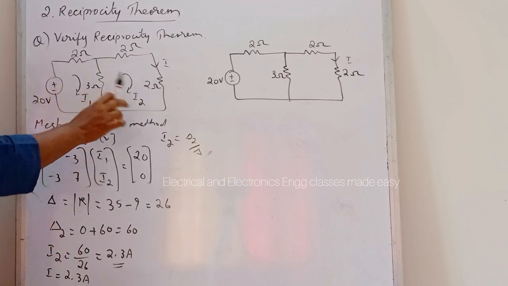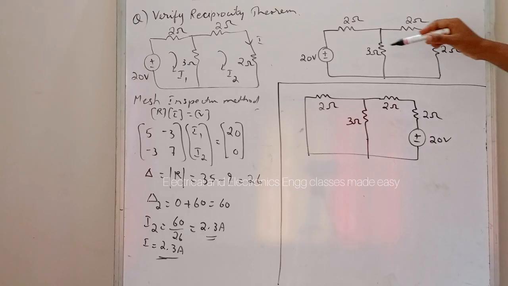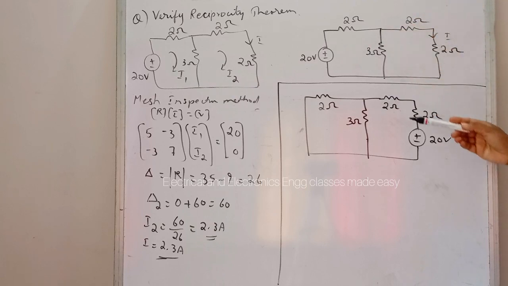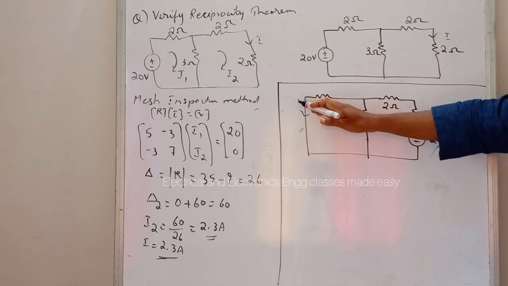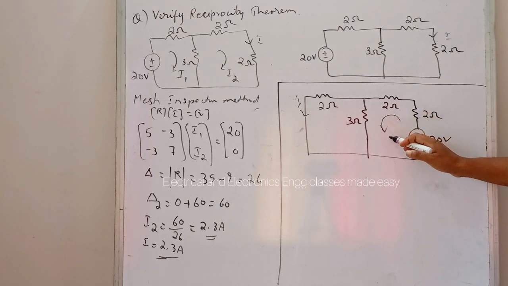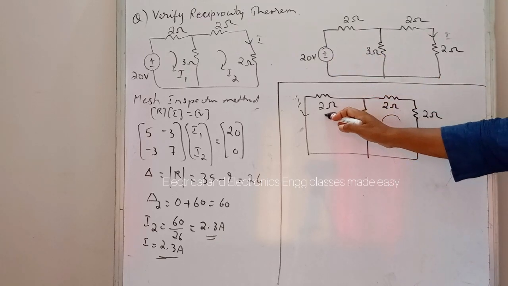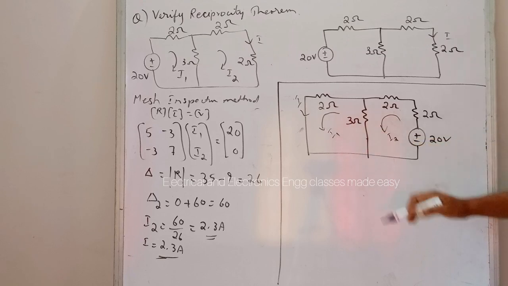Now we can interchange the positions of input and output. After interchanging the positions of input and output, here the voltage source is here and this is the current I. So here we have to find the value of current I through this 2 ohm resistor. For that, here also we can use the mesh analysis by inspection method. Here this is the voltage source. So let this current be in this direction and this is I2. We have already marked I2 and here the current direction is in this way, that is I1.